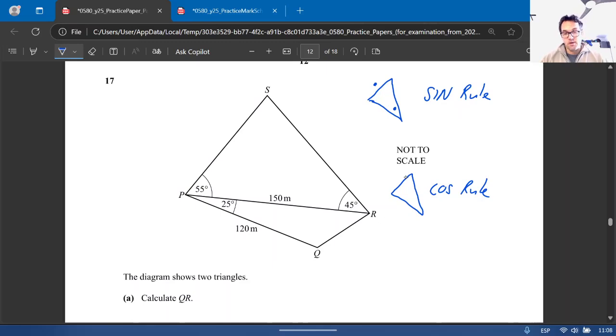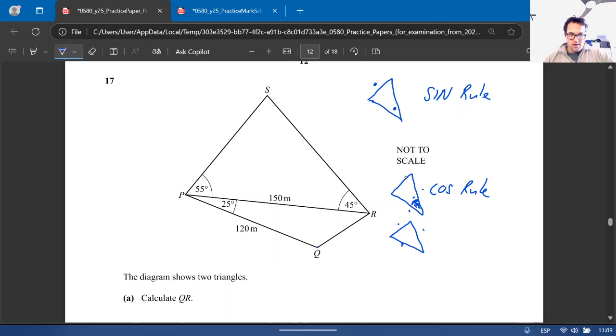Cosine rule is two things. If you've got two sides and the angle between them, then you can work out a third side. Or if you've got three sides, you can work out an angle. That's what we use the cosine rule for. So let's see. Calculate QR.